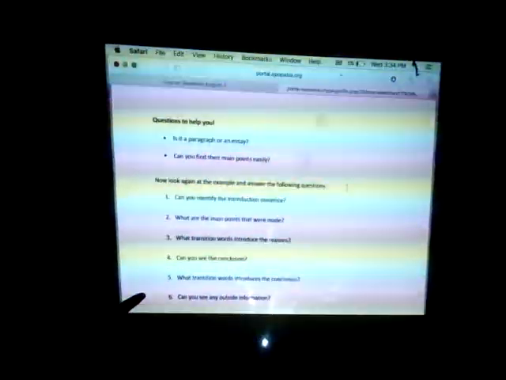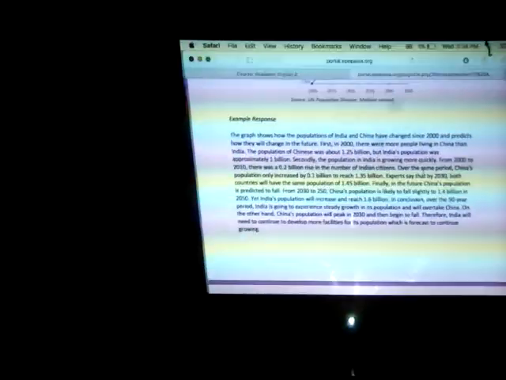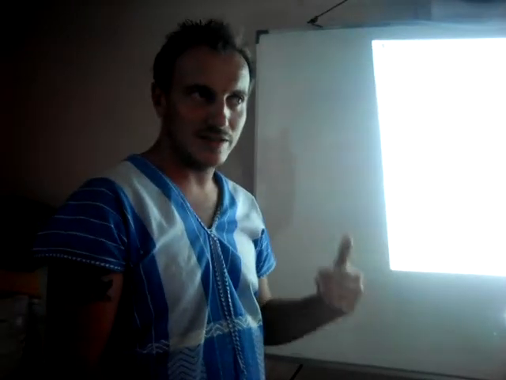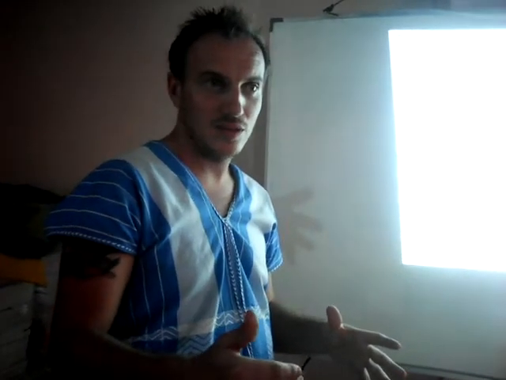First question to help you when you're thinking about this. Is it a paragraph or an essay? Can you find the main points easily? Well, we see it starts here, it ends here. This is one paragraph. If you're doing a writing assignment for these first 10 weeks in AE2, you should always be using paragraphs. You're using the same skills that you learned in AE1. How to have an introduction sentence, how to give 2 or 3 main points, and how to give a conclusion.